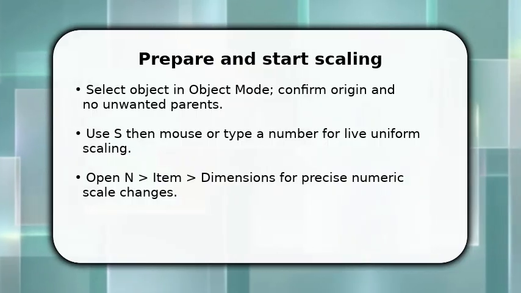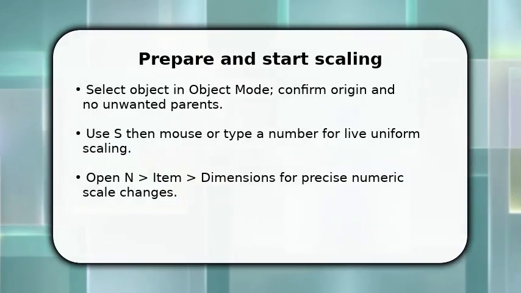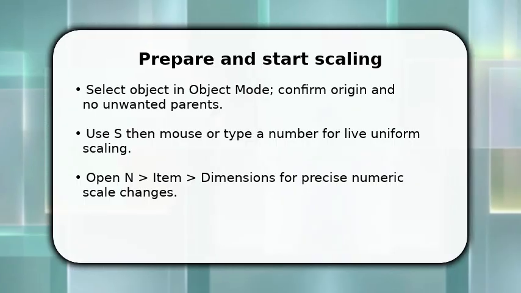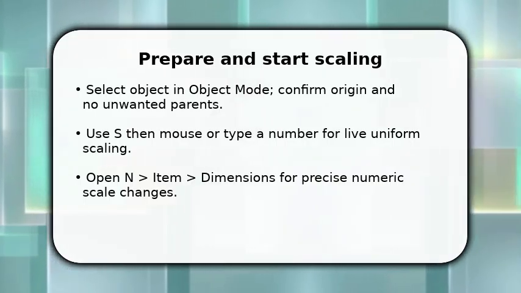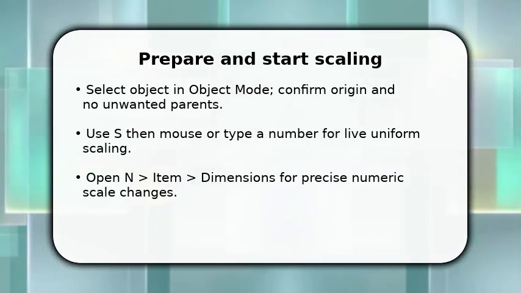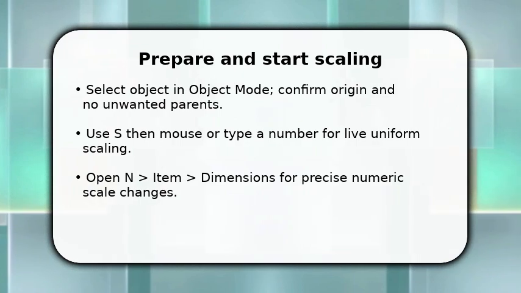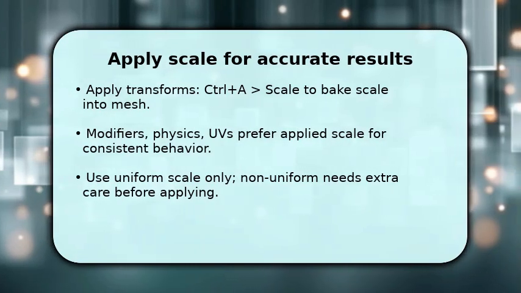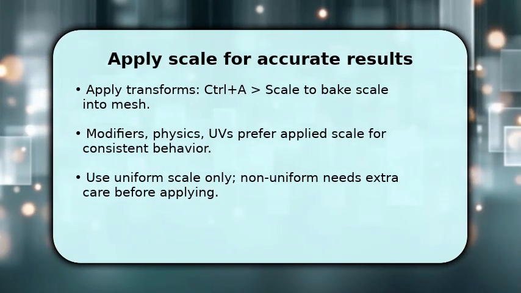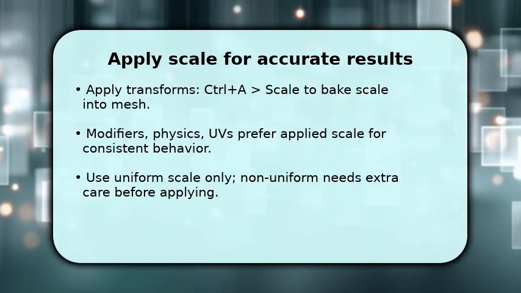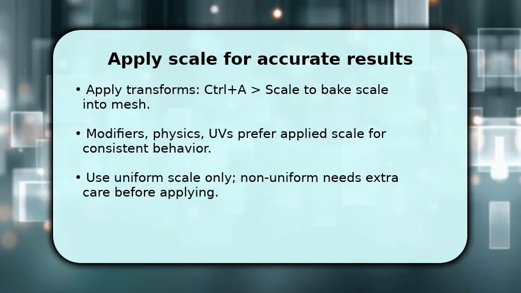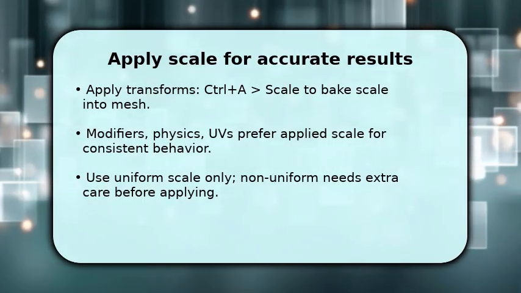These fields show final measurements independently of object transforms, so make adjustments there if you need precise results. Now you must apply the scale so Blender treats the new size as the object's baseline. Press Ctrl+A and choose Scale to bake the transform into the mesh. This resets object scale to 1, 0 while preserving the visual size.